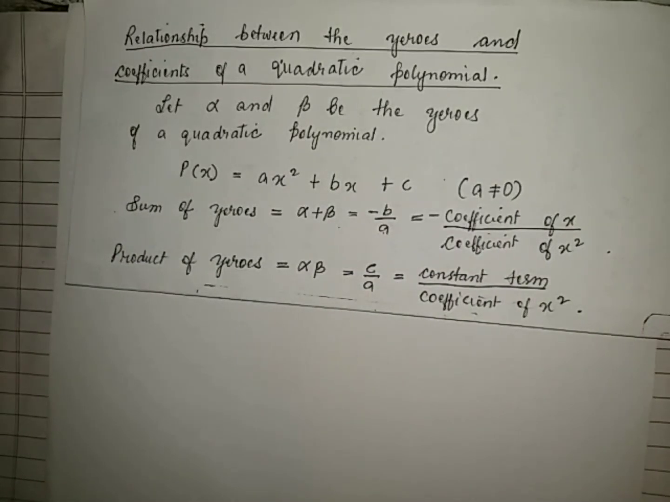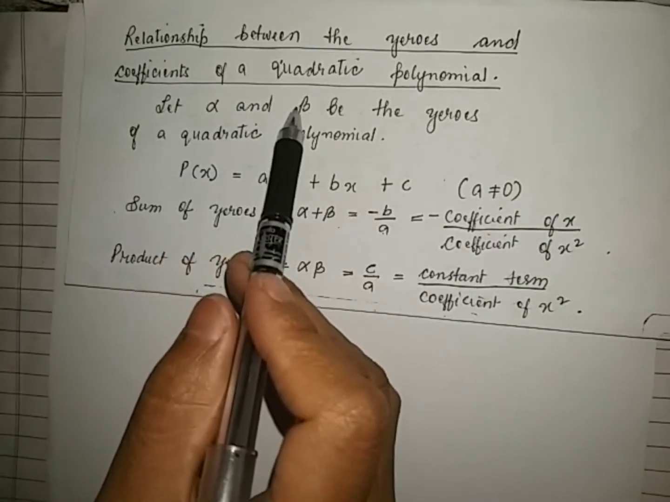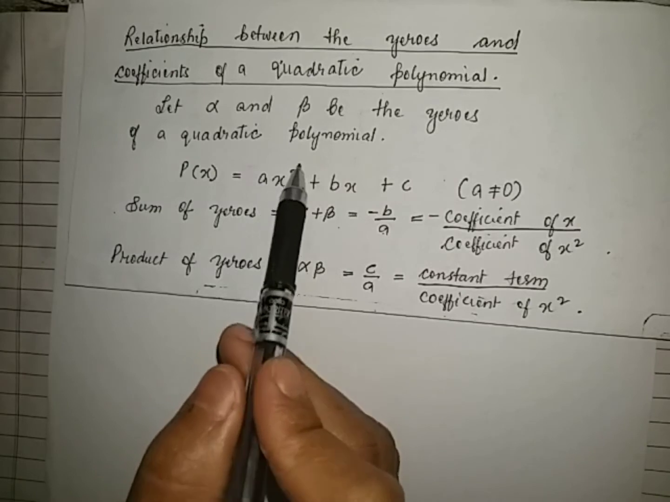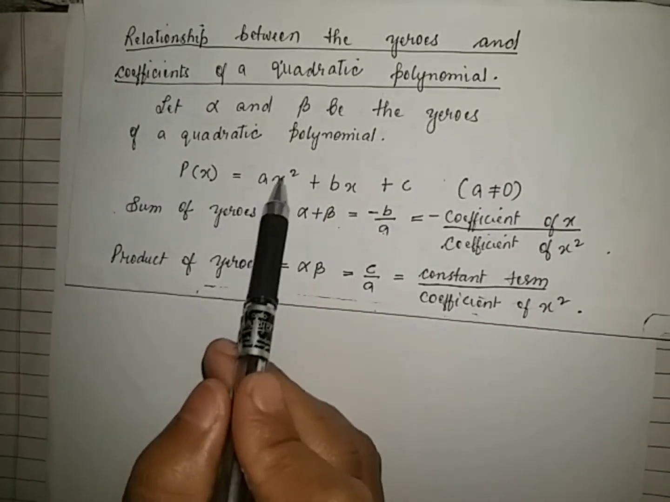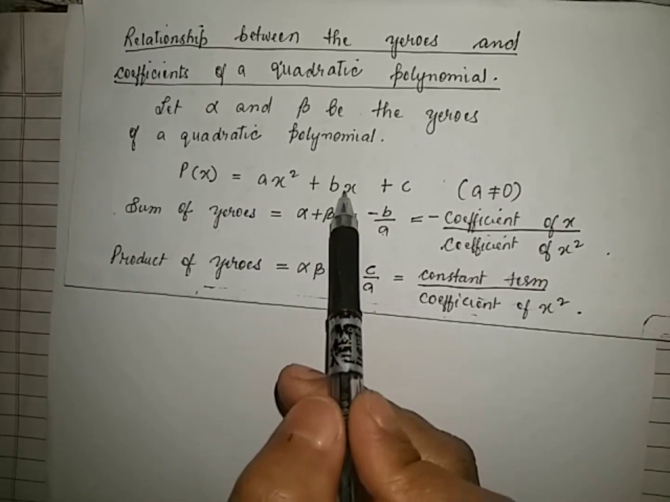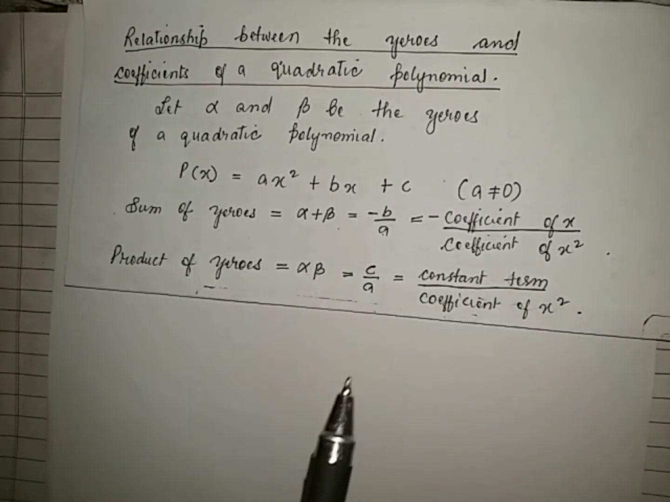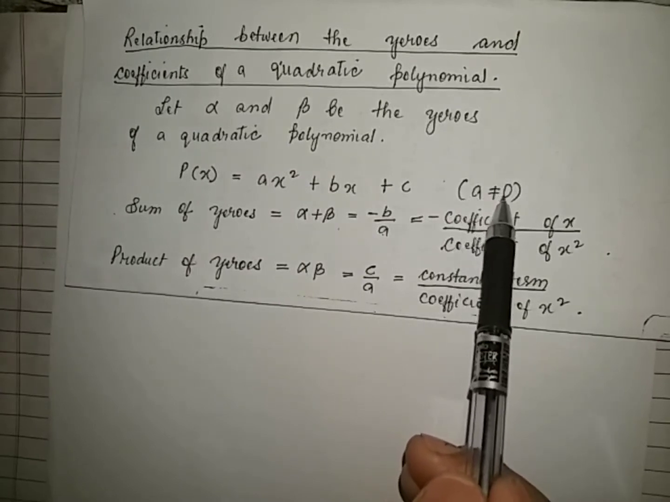In this video, we will discuss the relationship between the zeros and coefficients of a quadratic polynomial. Suppose alpha and beta are the zeros of a quadratic polynomial p of x equal to ax square plus bx plus c. Here a is the coefficient of x square, b is the coefficient of x, and c is the constant term. As this is a quadratic polynomial, a should not equal 0.